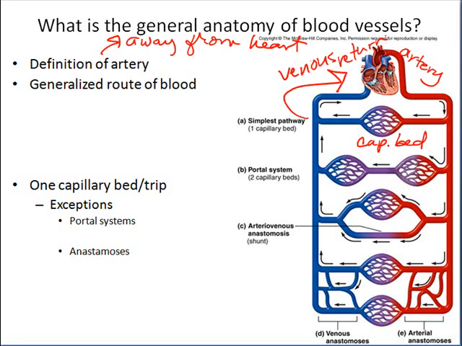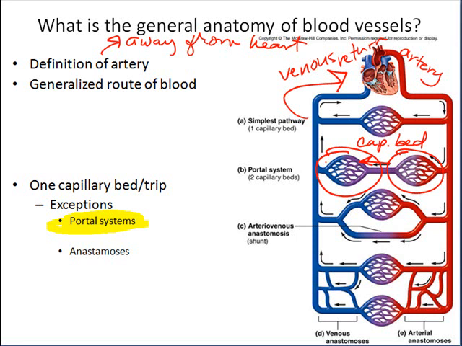Some of those exceptions you've already learned about. For example, in the endocrine system, we learned about something called a portal system. By definition, a portal system is any time I go from one capillary bed to a second capillary bed without first going to the heart. So again, we've learned about portal systems with relationship to the connection that exists between the hypothalamus and the anterior pituitary.